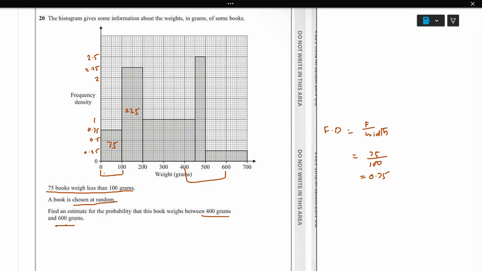Next, this one, 200 to 450, is 250 times 1, which is going to be 250. And this is 50 times 2.5, which is 125. And this is 200 times 0.25, which is 50. So when we add them all, the total number of books is going to be 725.